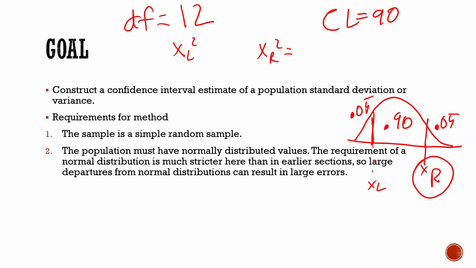We've always had that before, right? Like before, I said the requirements were bifurcated. It was either n is large, or, Bobby, the population is normal. But the sample always has to be simple random. That's not part of the or. Simple random is always true. That's a requirement.